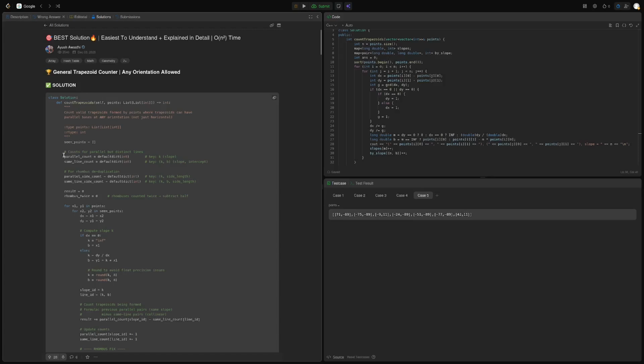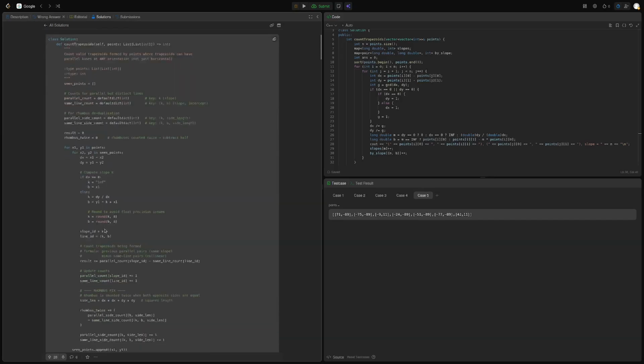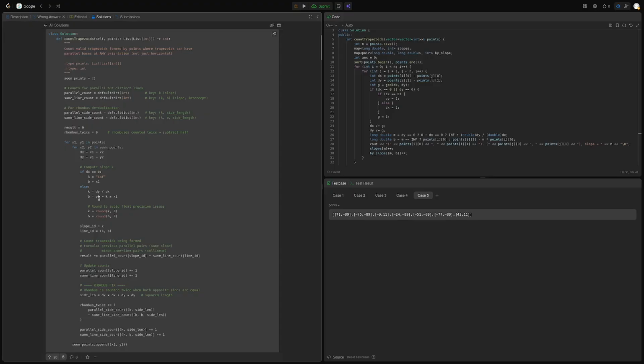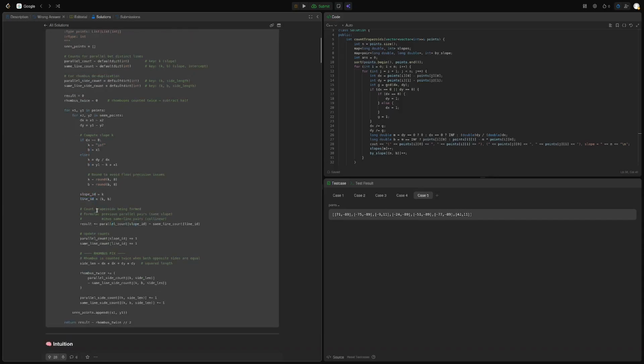Rhombus deduplication. Rhombus twice, so I mean you are doing the same thing as they are, almost. Okay. Line ID, so it's previous parallel pairs minus the same. Okay. Update counts. Rhombus fix. When both opposite sides are equal.